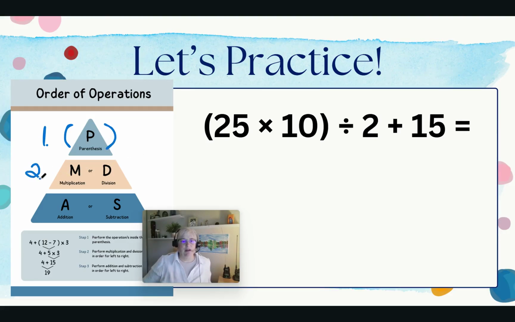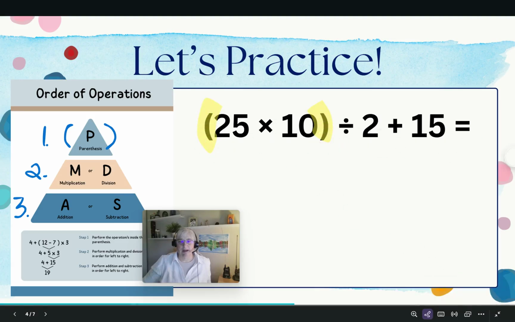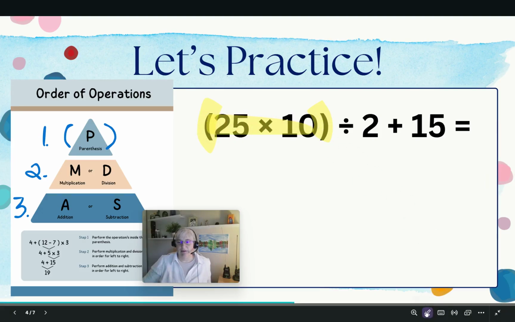Second, we're going to look for multiplication and division. That's what the M and the D stand for. And then finally, we're going to look for addition or subtraction. All right, so let's do it. If we look at this expression, number one says parentheses. I see some parentheses right here. Right here we have parentheses. So that means I'm going to solve what I see in those parentheses first.